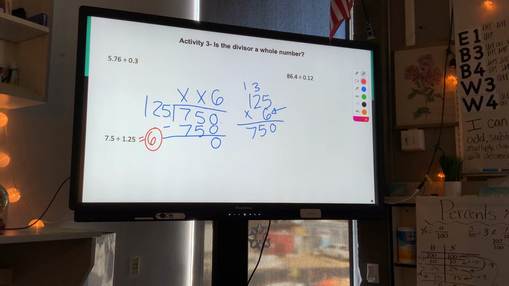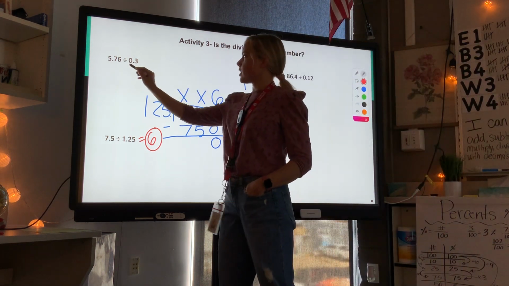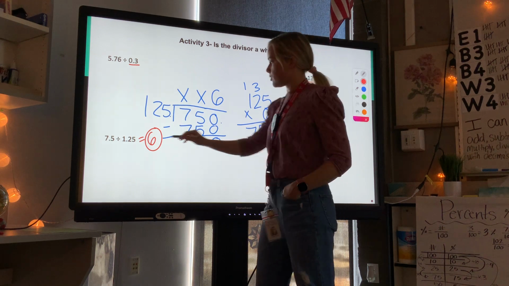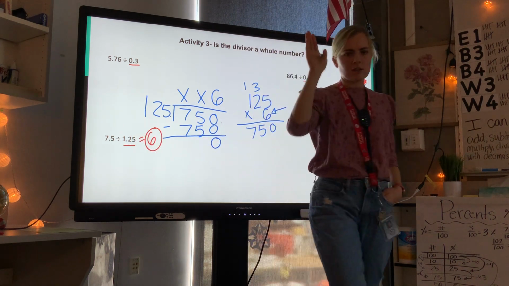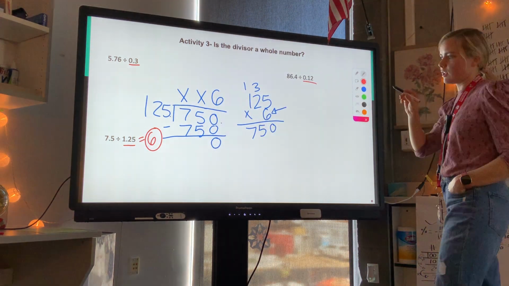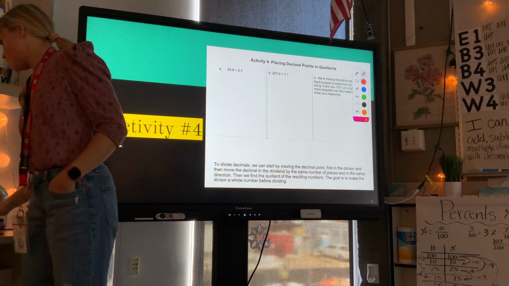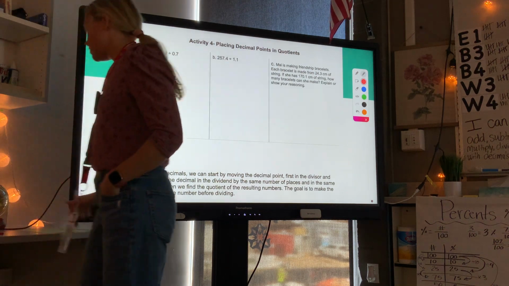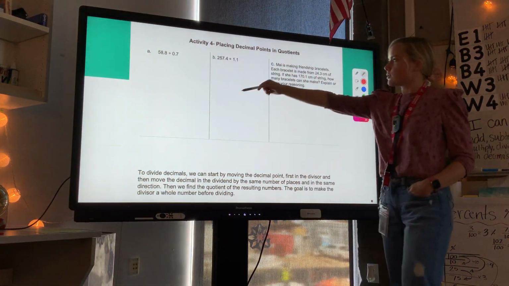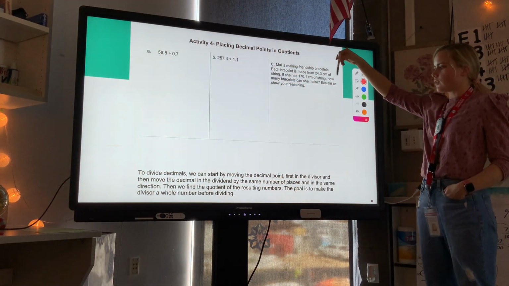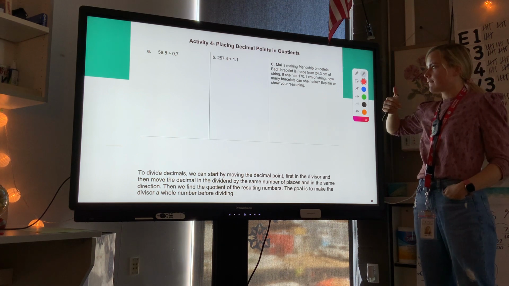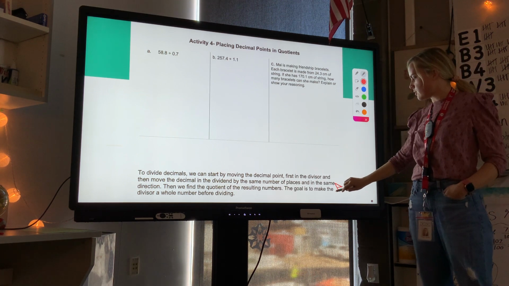So we have to make sure our divisor, our second number, is a whole number, but however many times you move that decimal point, you need to move the dividend as well. And that will help you get the right answer. Okay, to end, I'm going to treat this as a cool down. So you're going to try this on your own and then you can check with the teacher to see if you got it right. Here's a tip on how to do it, just in case you forget.